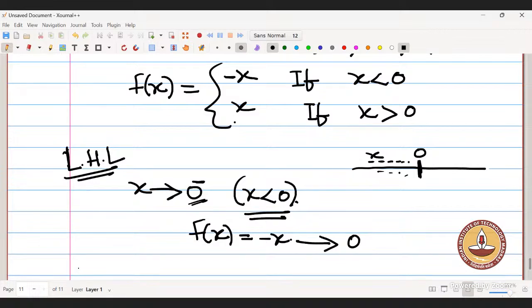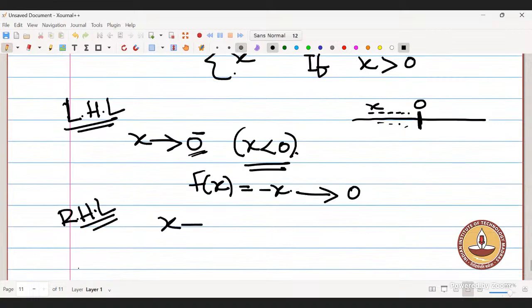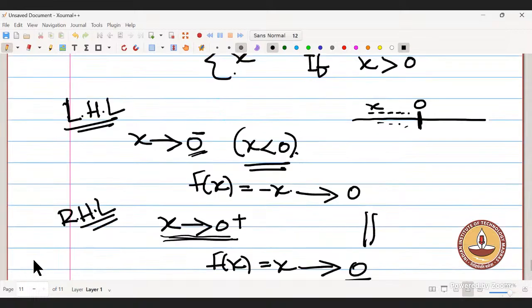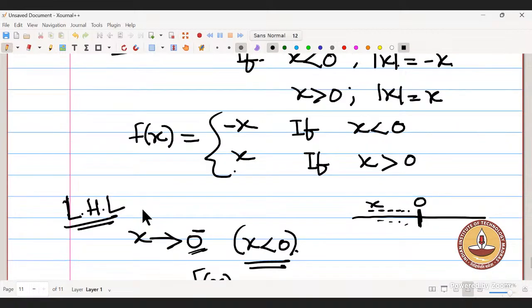So when you are coming to 0 from the left hand side, the value of the function is going towards 0. That means the left hand limit is 0. And similarly, what about the right hand limit? It will also be 0. When x is going towards 0 positive, f of x is x, so f of x will also go towards 0. In both cases they are the same, so the limit exists and is equal. Since the left hand limit and right hand limit exist and are equal, the limit of the function at x equal to 0 exists. Clear? Yes, sir. Crystal clear, sir.